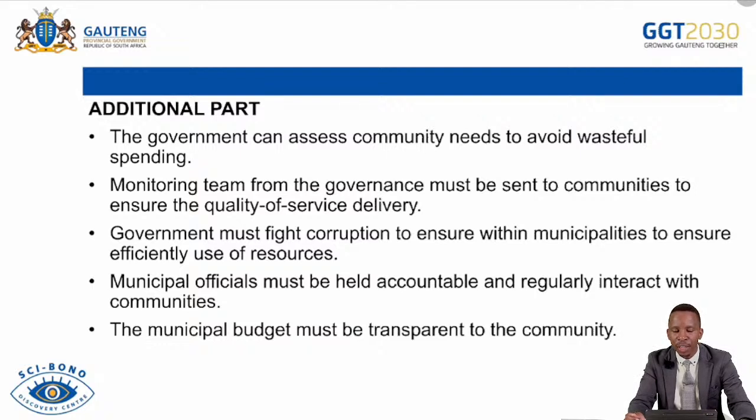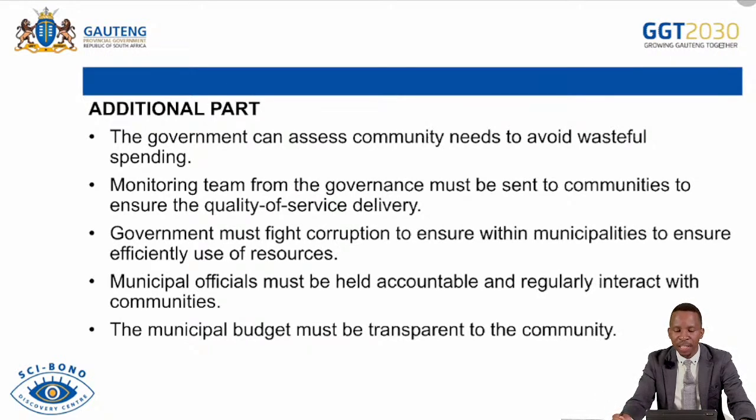Government must fight corruption within municipalities to ensure efficient use of resources. So corruption must not occur within local, provincial, and national government, so that there will be efficient use of resources. Municipal officials must be held accountable and regularly interact with communities. People in those offices should be held accountable for their actions based on income and expenditure. Also, they should interact with communities regularly so that they will be able to deliver what is desired within the society. We talk about the problem of assessing needs there.